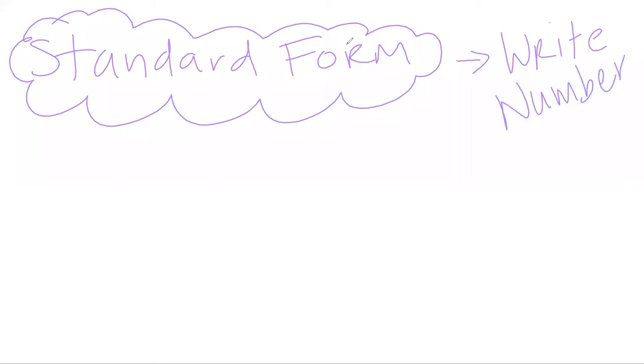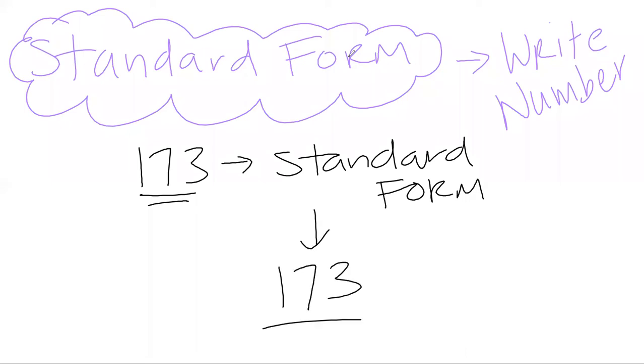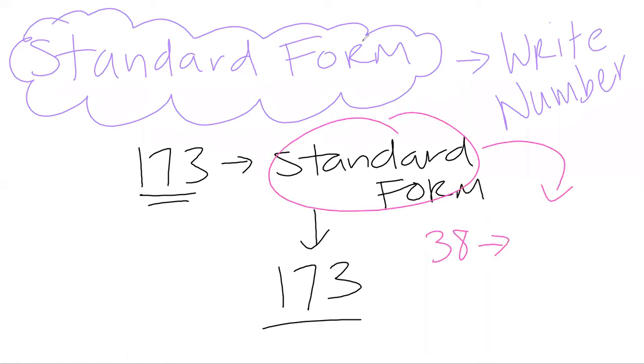So if we had a number like, I don't know, 173, well, if we wanted to write this in standard form, you ready for this? This is crazy. If I wanted to write this in standard form, I would write 173. That's the standard form. That's it. So that's how standard form really works. If we take a number and we write it out as it is, that's its standard form. So if I had the number 38 and I wanted to write that again in standard form, guess what? 38. So there's standard form.